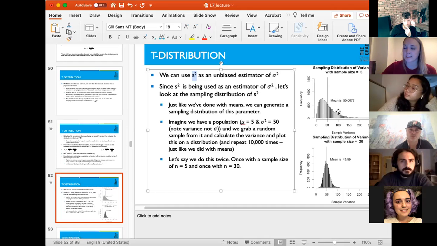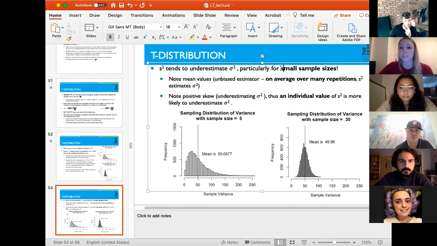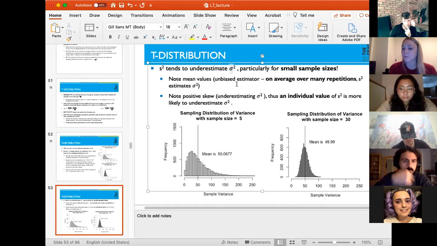This is all the same basis as a sampling distribution with means, but we're just using variance now to illustrate the same concept. So because of this, we tend to, oh, I'm sorry, I said overestimate, I meant underestimate our population standard deviation, particularly for small sample sizes. And remember, if we're underestimating, we're saying that there's less error than there actually is. So we have a small sample size, we already know there's a lot of error, and now we're saying, oh, I think that there's actually less error, we're underestimating how much error there is.